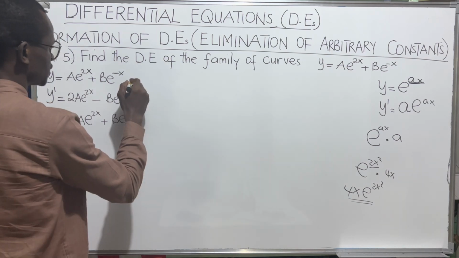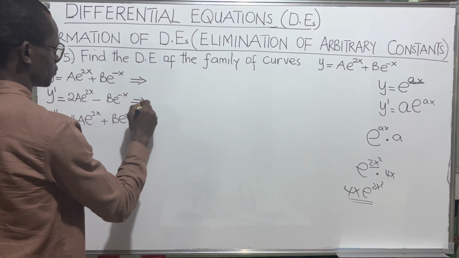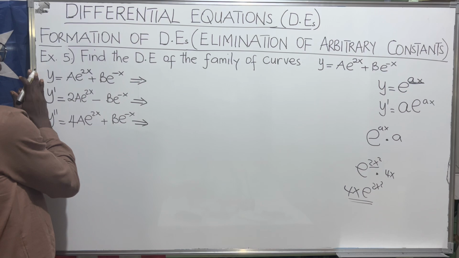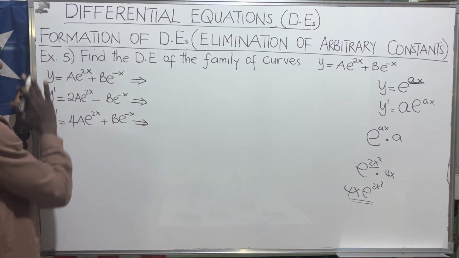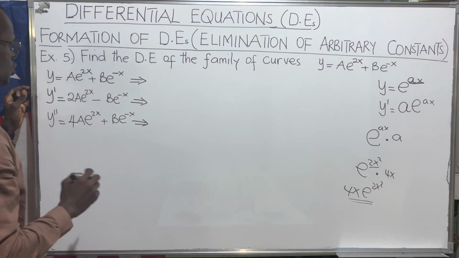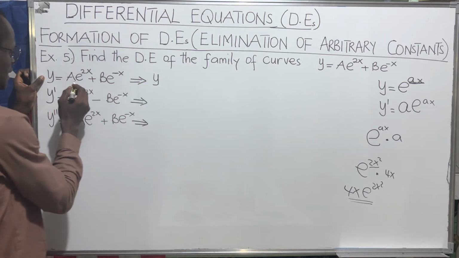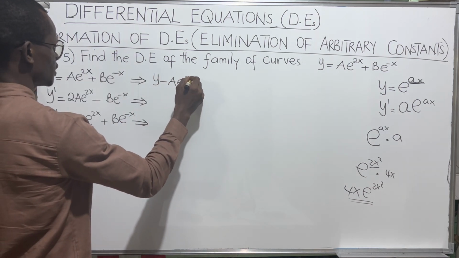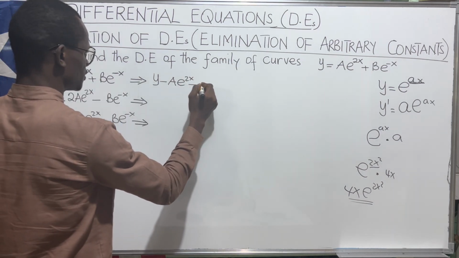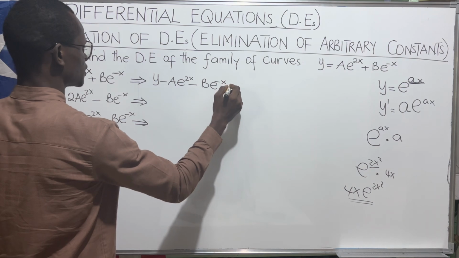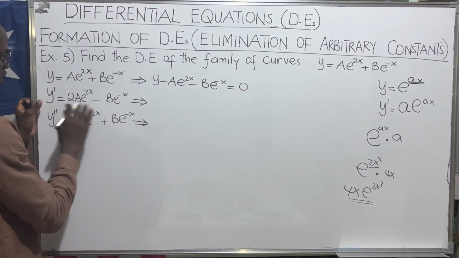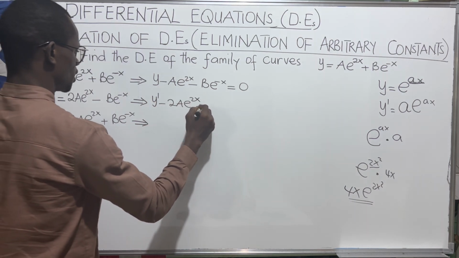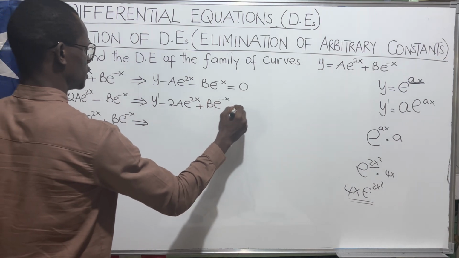To use the matrix, I'll first rewrite these 3 equations, putting all of these functions on one side and having 0 on the other side of the equation. So this is y. I send this a e raised to the power 2x to the left, and it will be minus a e raised to the power 2x. I send this one as well, and it will be minus b e raised to the power minus x, all equals 0. I do the same for this: y prime minus 2a e raised to the power 2x plus b e raised to the power minus x equals 0.